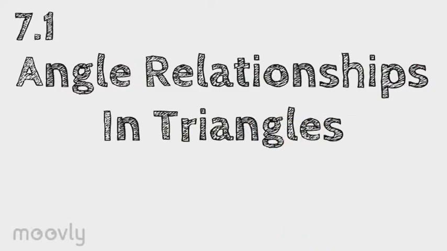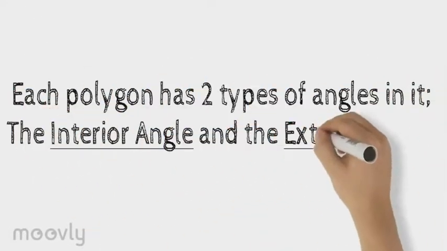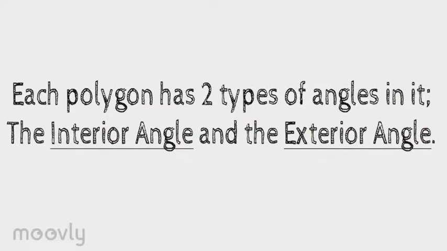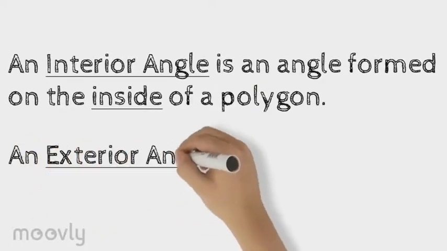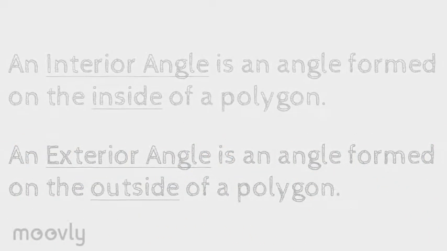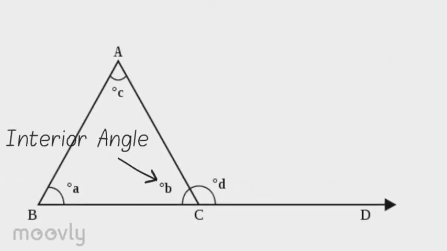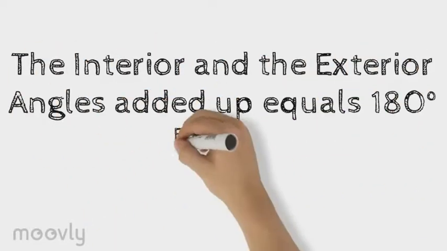7.1 Angle relationships in triangles. Each polygon has two types of angles in it, the interior angle and the exterior angle. An interior angle is an angle formed on the inside of a polygon, while an exterior angle is an angle formed on the outside of a polygon.